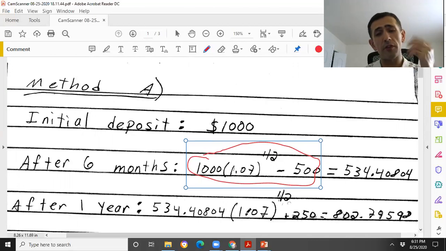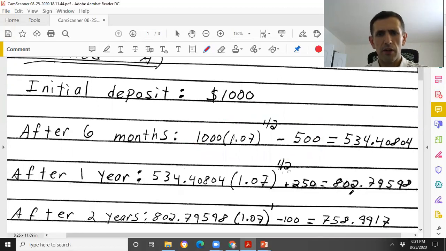Okay, so 6 months later, or 1 full year after my initial deposit, what happens? This $534 and roughly 41 cents itself accrues half a year of interest. After it's done accruing this half year of interest, you deposit $250 for a grand total of $802 and roughly 80 cents. So after 1 more year, or 2 full years after the initial deposit, it's the same game. This $802.80 accrues 1 year of interest, but at the end of that year, you withdraw $100 to get $758 and roughly 99 cents.